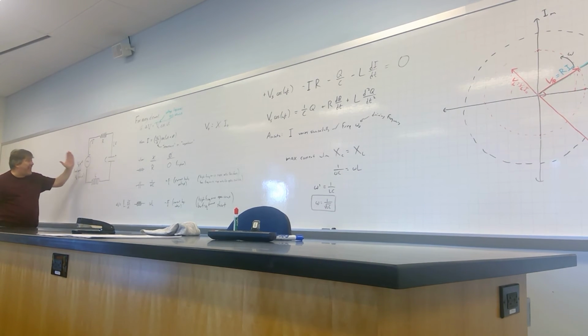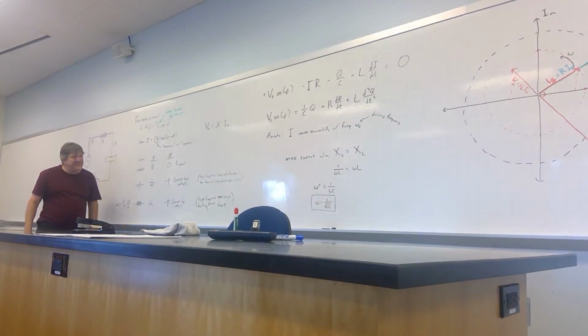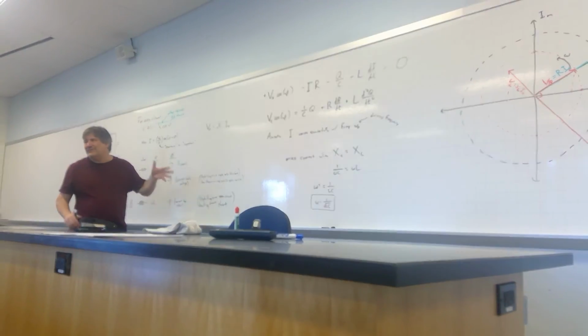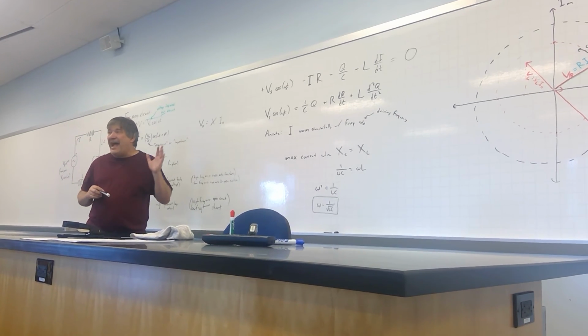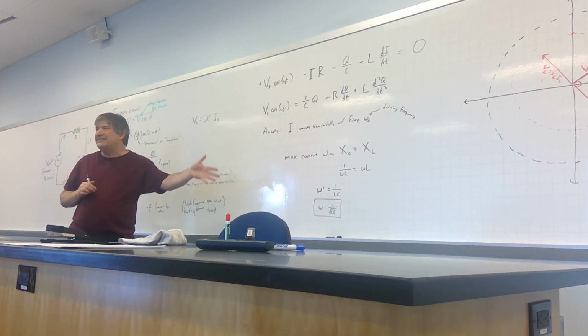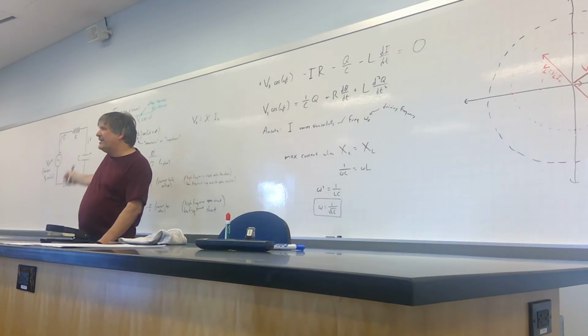Now we hook up the cat source here, and we say we're going to be applying this sinusoidally varying voltage. If I make the frequency of this equal to that natural frequency the circuit would have oscillated at if I just charged it up and let it go, then I will get resonance. I will get the greatest possible amplitude for the current running through that circuit.